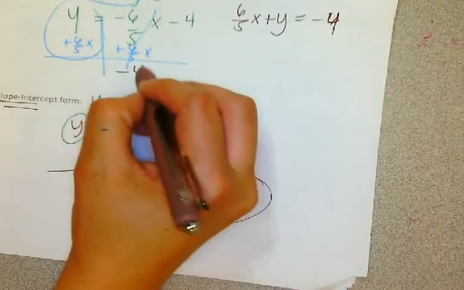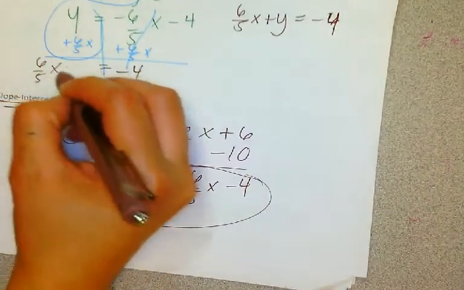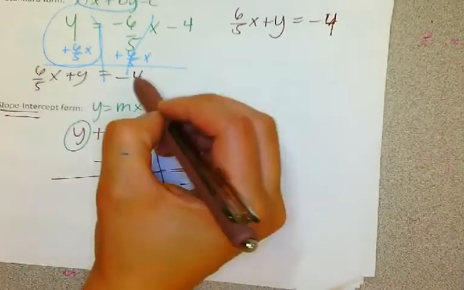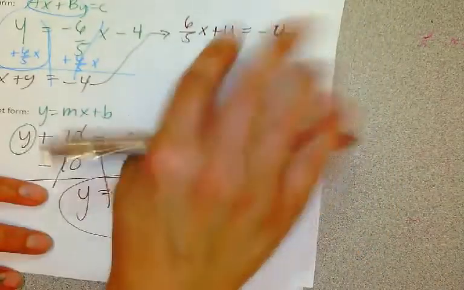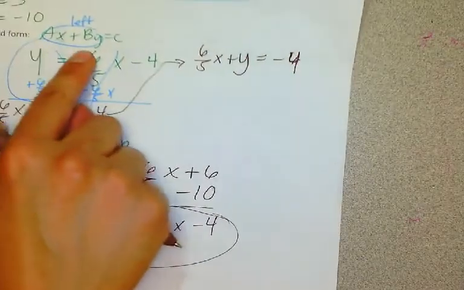Okay? It's the same thing as here. I just ran out of room, so I wrote it up here. Okay? Because I ran out of room. So now I have the x and the y on the same side, so I should be done.